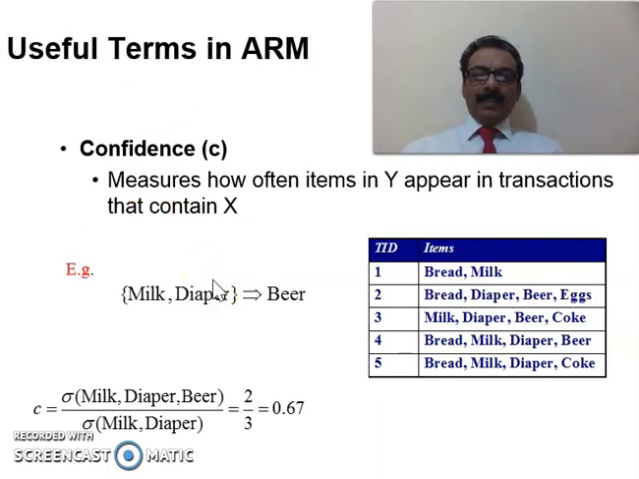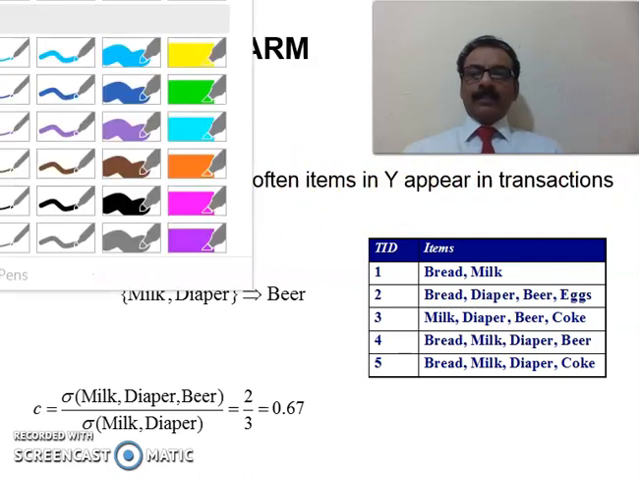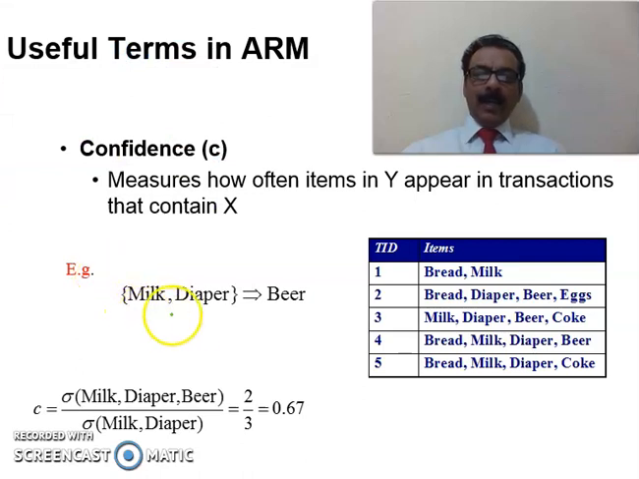Now, the next term is confidence. Confidence measures how often items in Y appear in transactions that contain X. As I told you, here you have X, where milk and diaper are together, and you have beer here, which I am considering as Y. So I can say X and Y together appear in how many transactions? That is the support count. You are going to find milk, diaper, beer together in how many transactions?